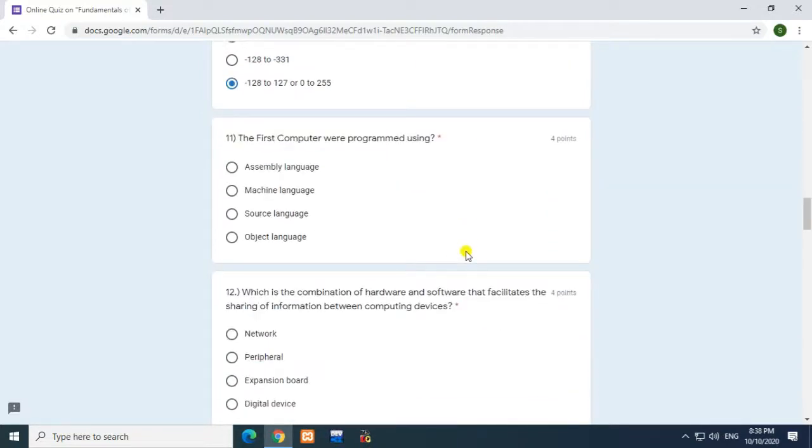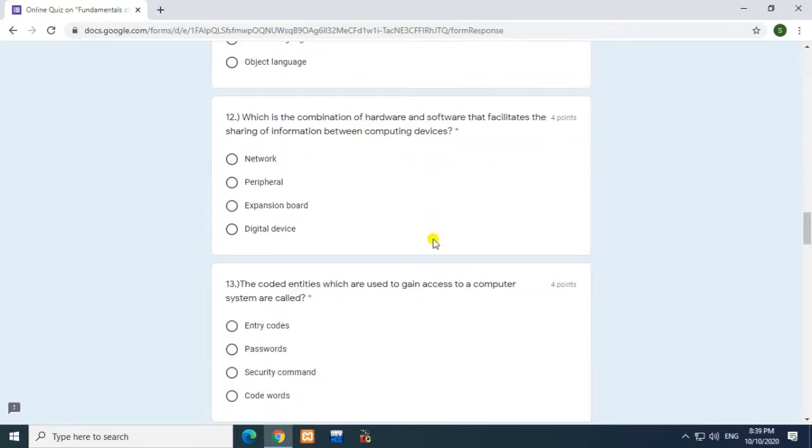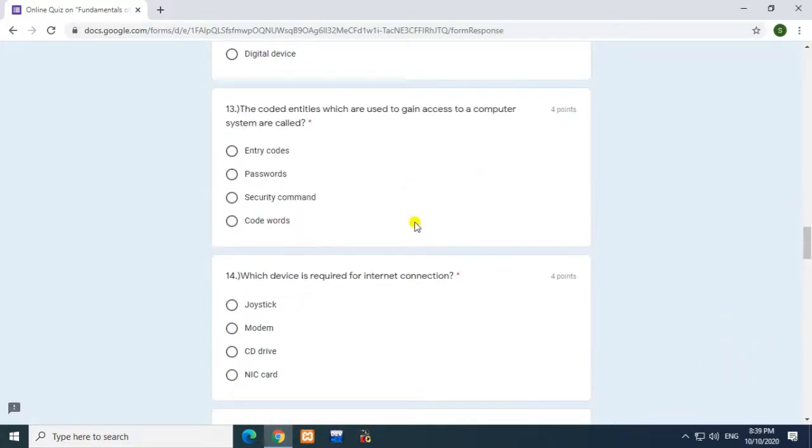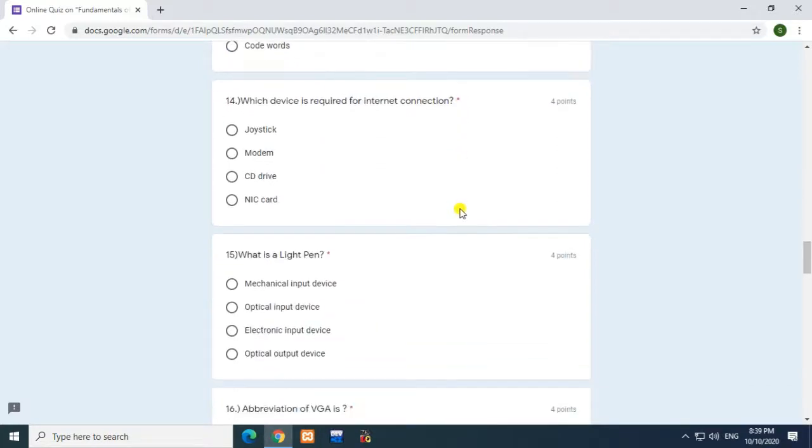Question 11. The first computers were programmed using. Answer machine language. Question 12. Which is the combination of hardware and software that facilitates the sharing of information between computing devices? Answer network. Question 13. The coded entities which are used to gain access to a computer system are called. Answer passwords.